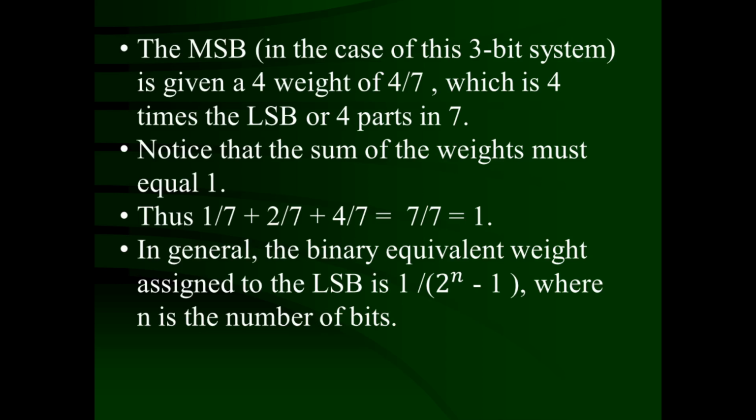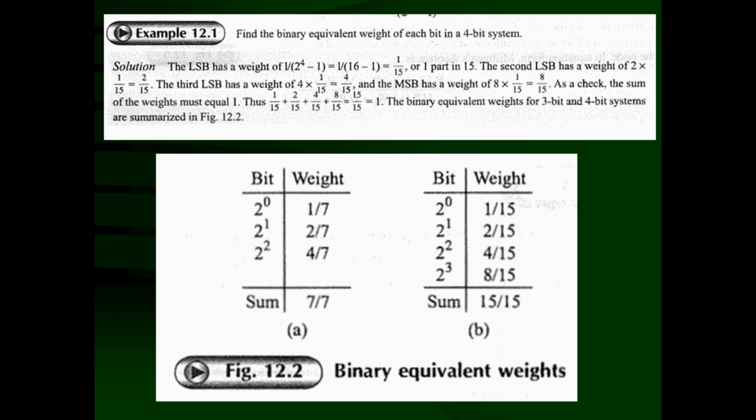So, what is the weight assigned to the LSB? It depends upon the number of bits in the digital number or binary sequence. N indicates the number of bits. So, the position weight or equivalent weight assigned to the LSB is 1 upon 2 raised to n minus 1, where n indicates the number of bits. Now, corresponding to this, there are certain examples we have considered.